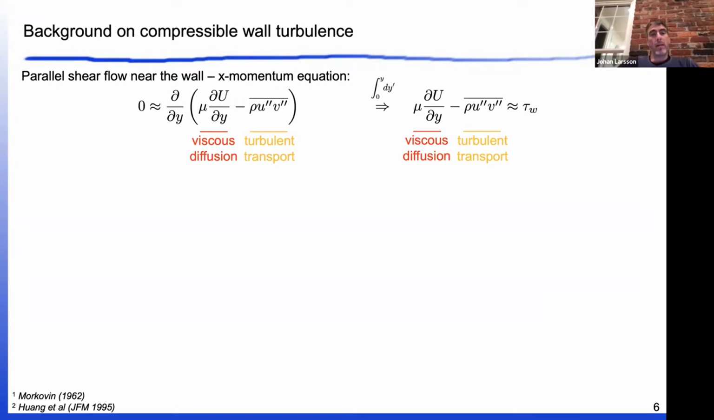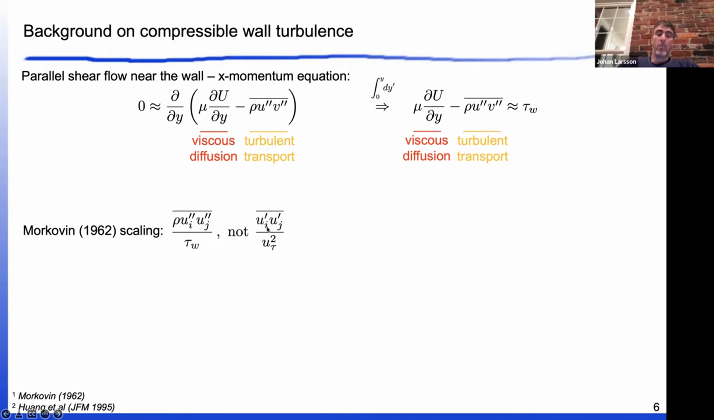Well, so why am I spending time on this? It turns out that if you do this for the compressible equations, you end up with the equations on the screen, and they actually tell you something important. The first thing they tell you is that the variance of the velocity field, what we term the Reynolds stress, if you divide it by friction velocity squared, as we do in incompressible flow, should not be a universal quantity in a compressible flow. The reason is that the X momentum equation tells you that the universal form of the Reynolds stress is when you multiply it by local density and divide it by tau wall. This was discovered by Morkovin in 1962.